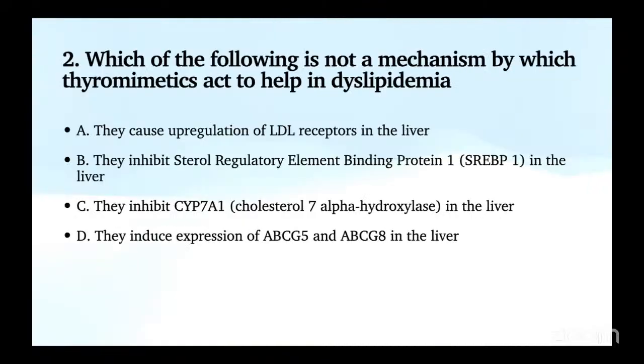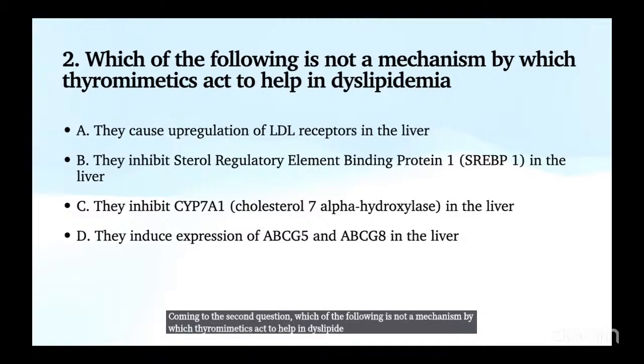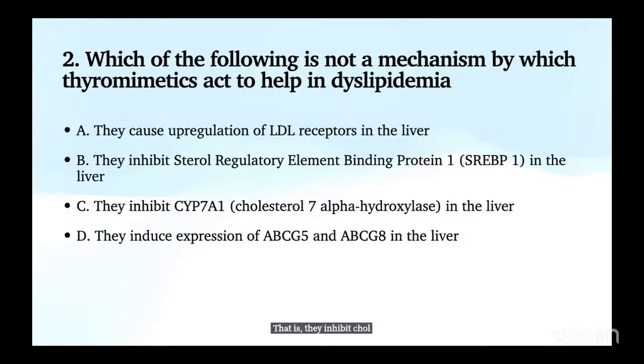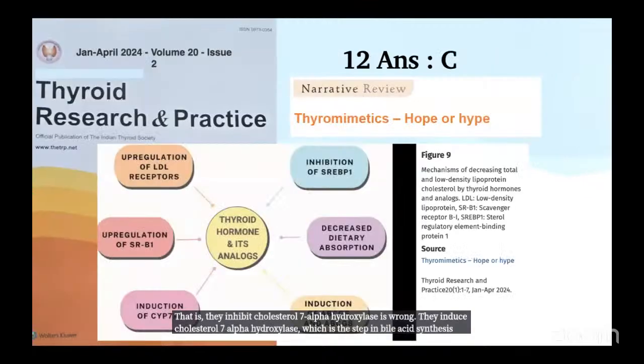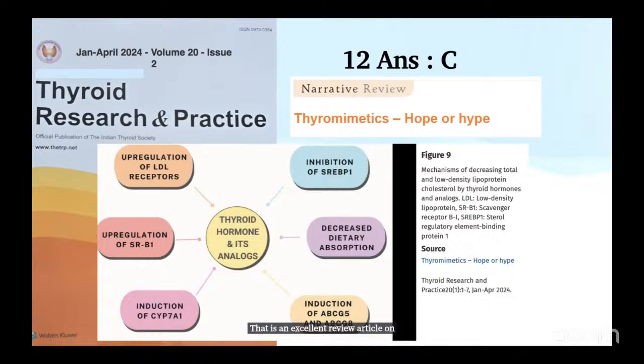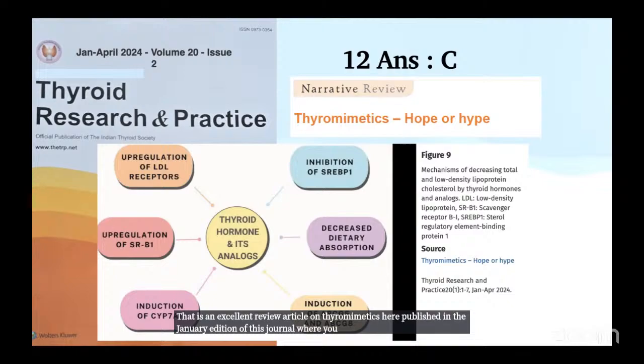Coming to the second question, which of the following is not a mechanism by which thyromimetics act to help in dyslipidemia? The answer to this question is C. That is, they inhibit cholesterol 7 alpha hydroxylase is wrong. They induce cholesterol 7 alpha hydroxylase, which is the step in bile acid synthesis. Again, this question is taken from Thyroid Research and Practice. There is an excellent review article on thyromimetics here, published in the January edition of this journal, where you can see the effect of thyromimetics at various levels in controlling dyslipidemia and also in controlling NAFLD, and the pathophysiology is discussed in detail. I think this is a paper that we should go through.